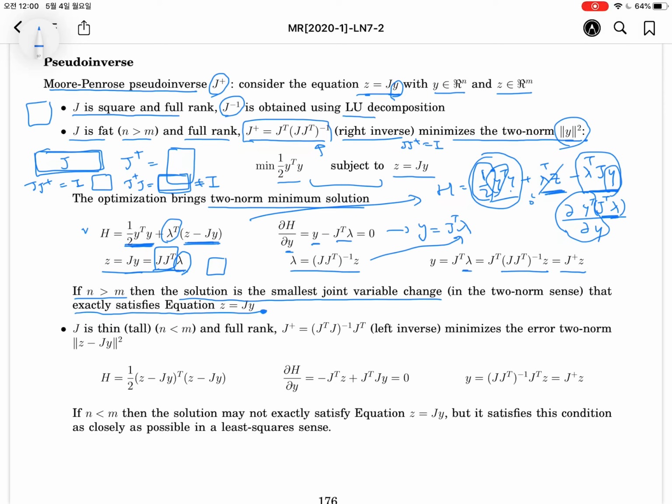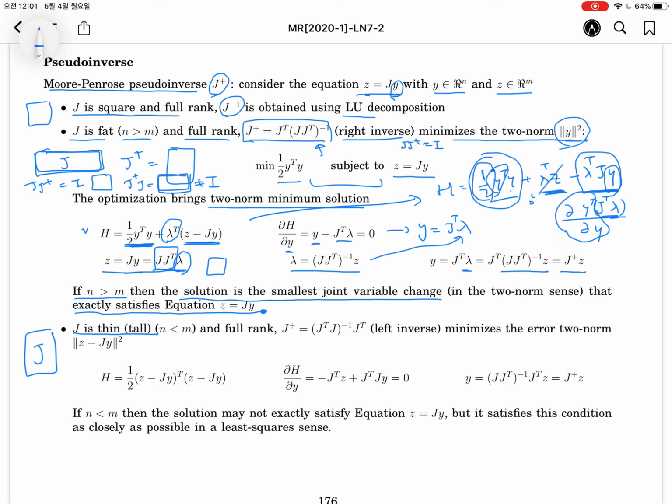In the case of the redundant manipulator, this 2-norm minimum solution is used. So if you are using the pseudo-inverse solution in controlling the redundant manipulator, the smallest motion will be obtained from the pseudo-inverse. Okay? Because the right pseudo-inverse is obtained from the minimum of the 2-norm. So the motion 2-norm will be minimized in the case of the right pseudo-inverse.